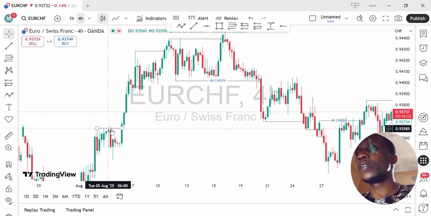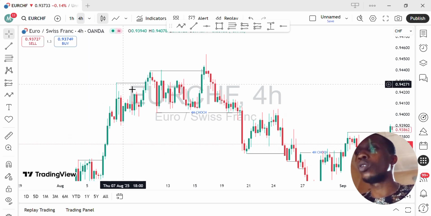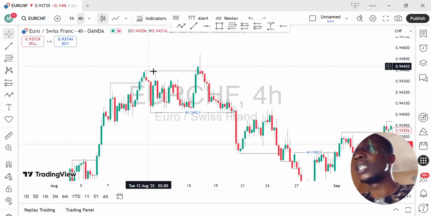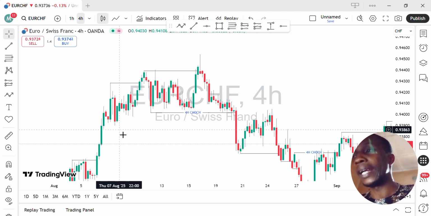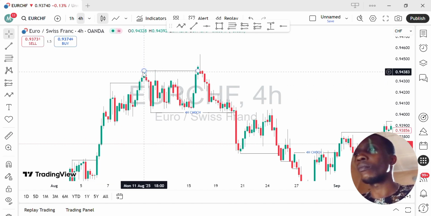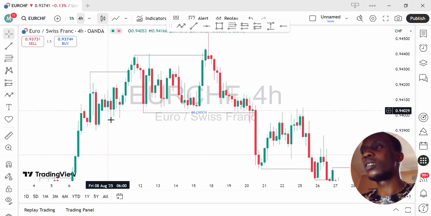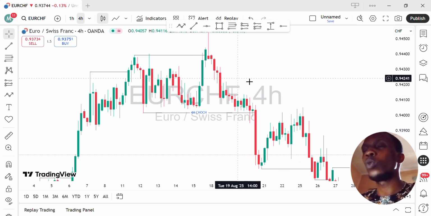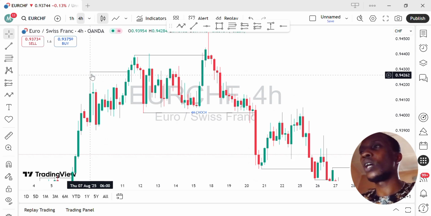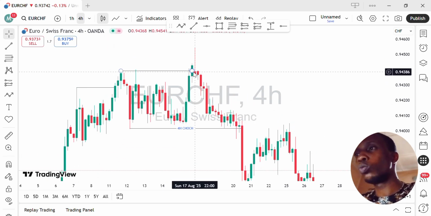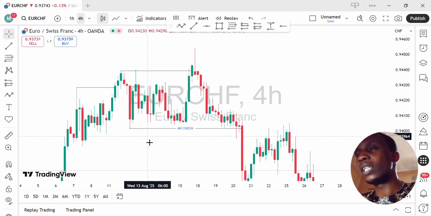We also have another valid break of structure right here, and this becomes the low and this becomes the high. Now this becomes the low and this becomes the high. So now we have a break of structure right here, and we also have another break of structure right here. Now what do we then do? This becomes the low and this becomes the high.